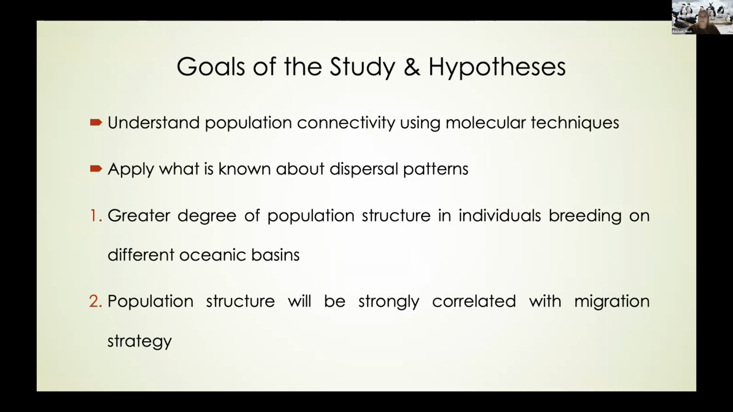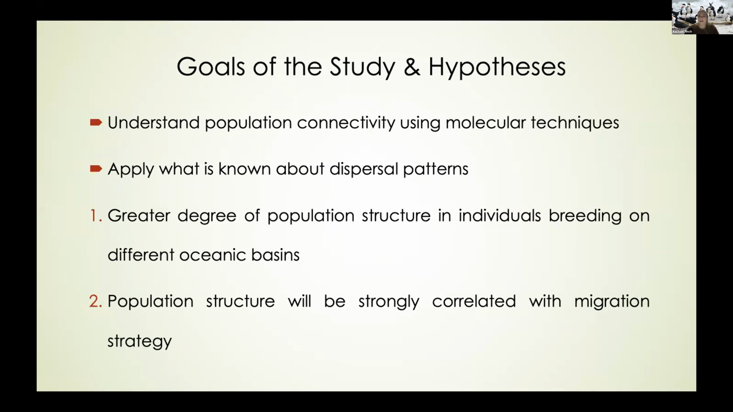So when we began our study, we had a few goals in mind. The first being that we wanted to understand population connectivity using molecular techniques. So we wanted to assess genetically how related and different these populations were to each other. We then wanted to apply what is known about dispersal patterns, and we used mark and recapture data, and then we hope to fill the unknowns of this data using our genetic data.